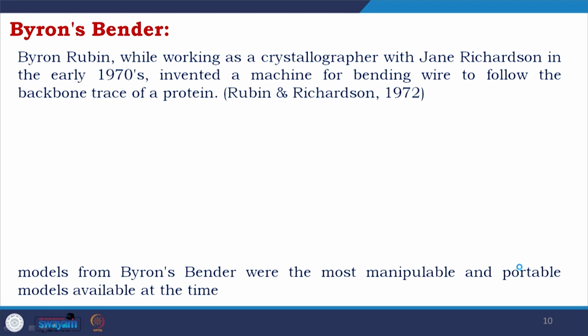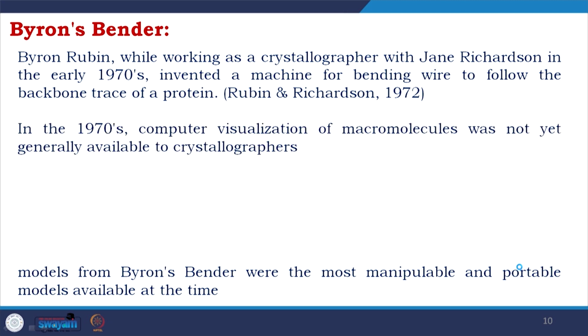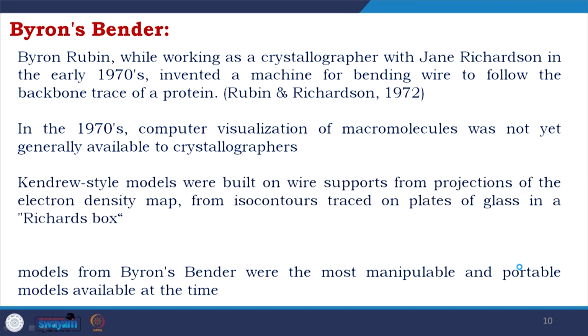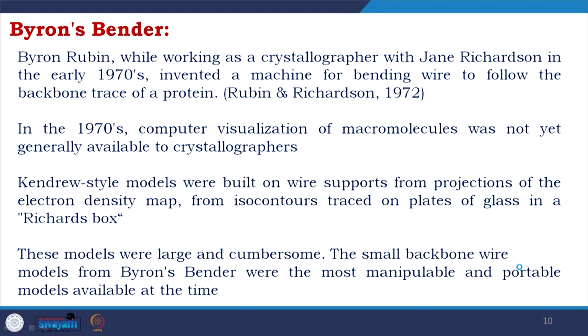Byron's bender: Byron Rubin, while working as a crystallographer with Jane Richardson in the early 1970s, invented a machine for bending wire to follow the backbone trace of the protein. In the 1970s, computer visualization of macromolecules was not yet generally available to crystallographers. Kendrew style models were built on wire supports from projections of the electron density map from isocontours traced on plates of glass in a Richards box. These models were large and cumbersome. The small backbone wire models from Byron's bender were the most manipulable and portable models available at that time.